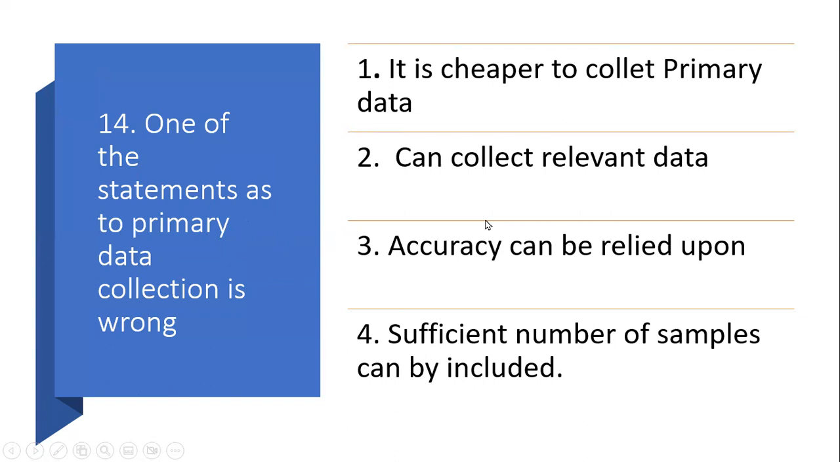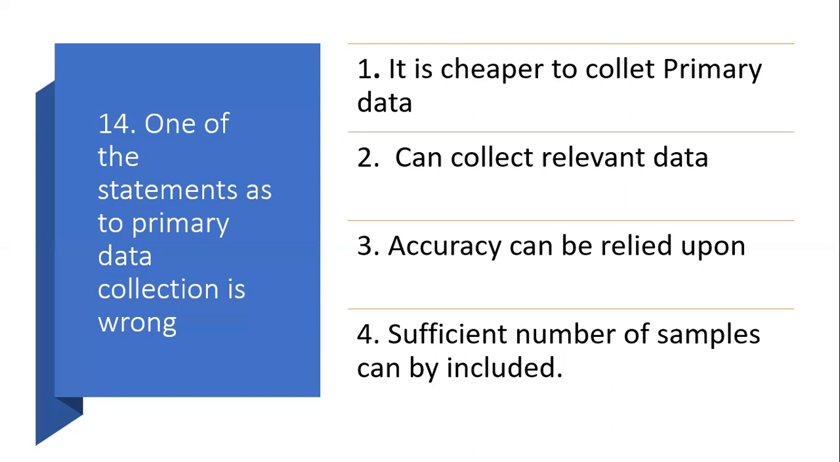So we know that primary data is not cheaper because you got to spend money, you got to make people, you got to prepare questionnaires, you got to send people out, you got to collect data, then you'll have to go through the statistical packages and analyze them, then report. So there's a long process, a cumbersome process. So therefore, it is not cheap. Therefore, number 1 is the wrong answer.